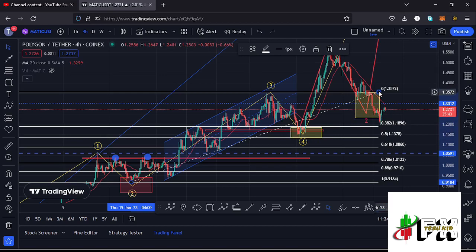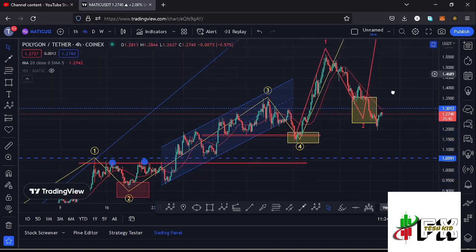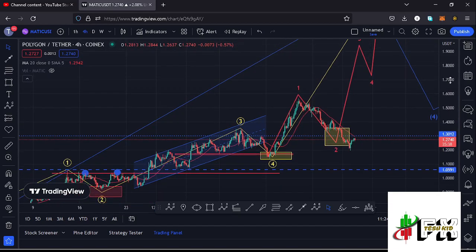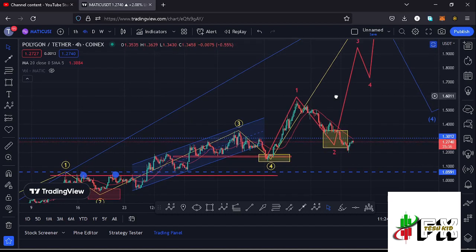And after fully maximizing our target area, we started this massive bounce to the upside in the formation of this wave 5, which at the moment of this recording has given us a peak at the $1.57 mark in what I'm terming as that first wave to the upside.